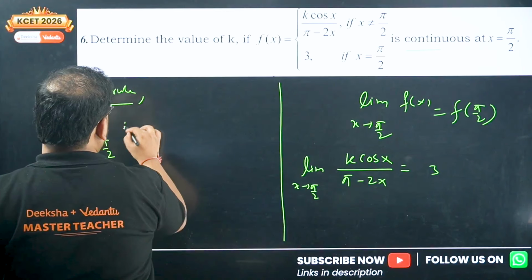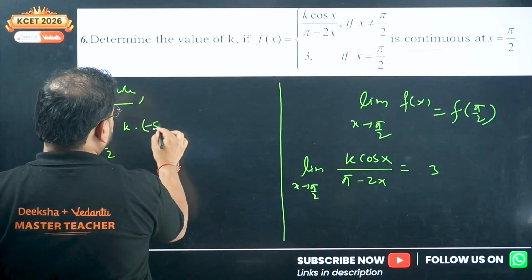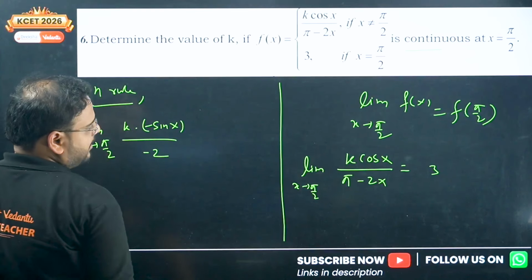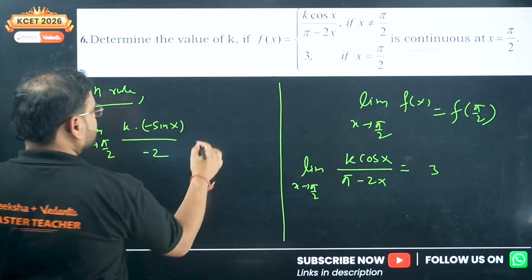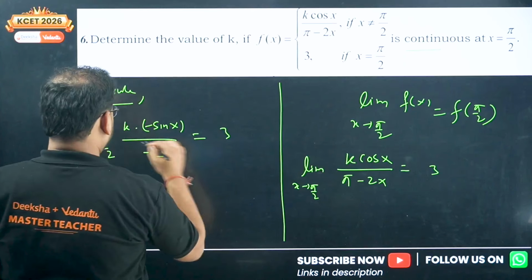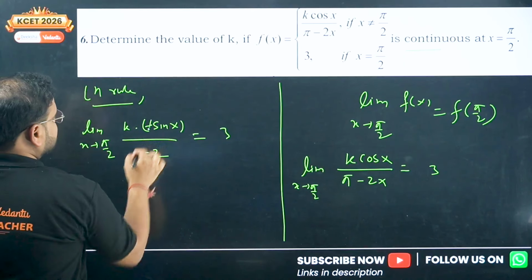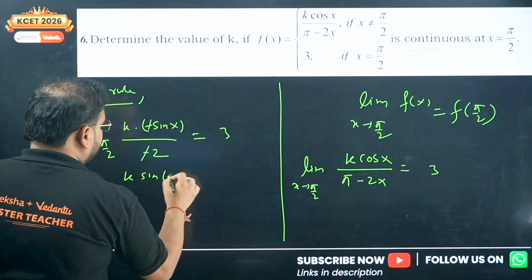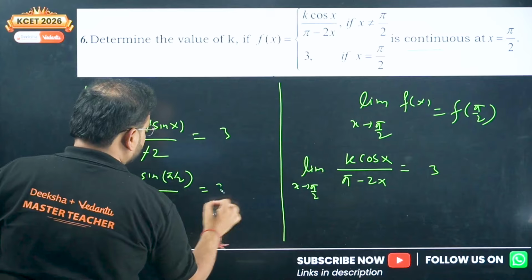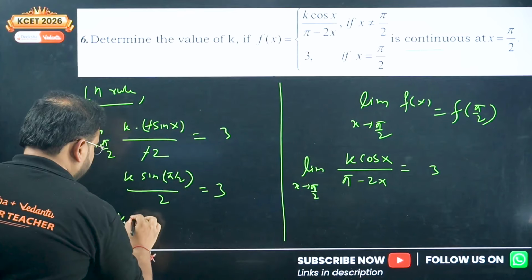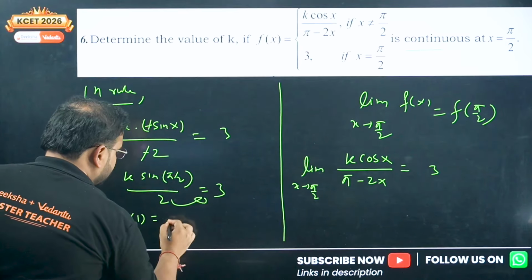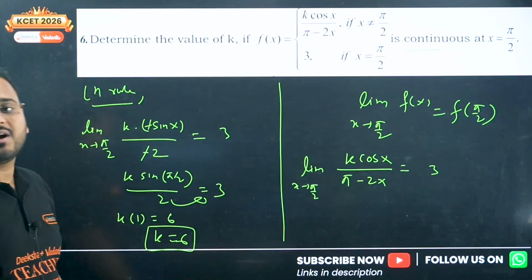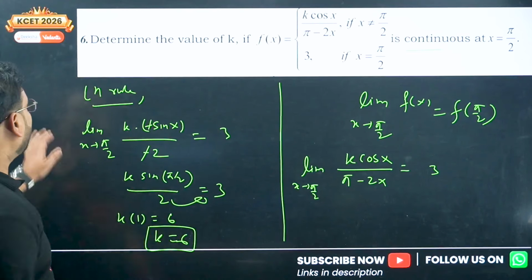Differentiate k into cos will be minus sine x divided by pi is 0, so minus 2. X derivative is 1, so minus 2 equals to what? Equals to 3. Okay, this minus minus cancels. I have k sine of pi by 2 upon 2 equals to 3. Sine pi by 2 is 1, so k into 1 equals to, bring this 2 on the side, 6. So value of k is what? 6. Fair enough. 4 marker question.